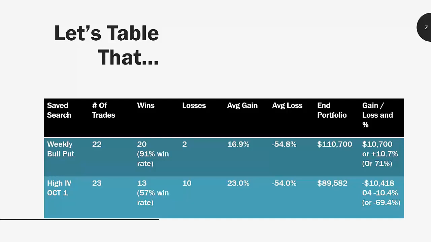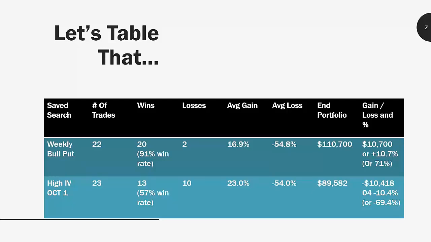Average gain is 16.9%. Average loss was 54.8%. The ending portfolio, starting with $100,000, only allocating $15,000 or 15% of that to trade this strategy, 3 positions that match the search criteria. So we had a gain of $10,700 or 10.7% on the portfolio, or you could say 71% of what we allocated.